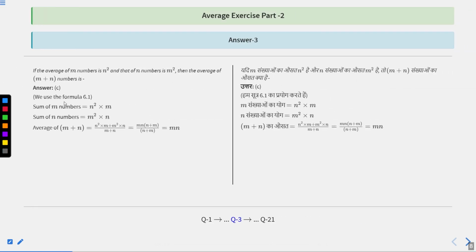Now the question says that the average of m numbers is n square. So the sum of m numbers will be n square into m. In the same way, the average of n numbers is m square, so the sum of n numbers will be m square into n. Clear? So what will be the average of m plus n numbers? We can write it as (n square into m plus m square into n) upon (m plus n). When we calculate it, we get m into n, because n plus m and n plus m cancel out. So it will become m into n. So C is the correct answer. Next one.